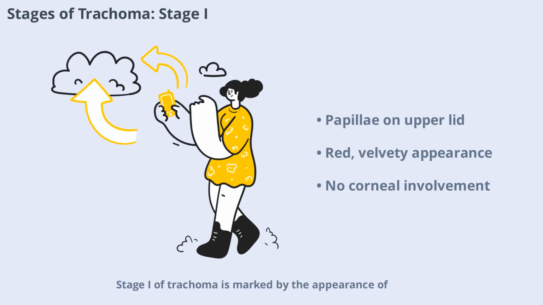Stage 1 of trachoma is marked by the appearance of numerous papillae on the thickened tarsal conjunctiva of the upper lid, giving it a red, velvety look. The eyelids may be slightly swollen, and a mucopurulent discharge is often present. At this stage, the cornea is not yet involved. This phase can last from 3 months to 3 years, depending on the individual's immune response and hygiene.